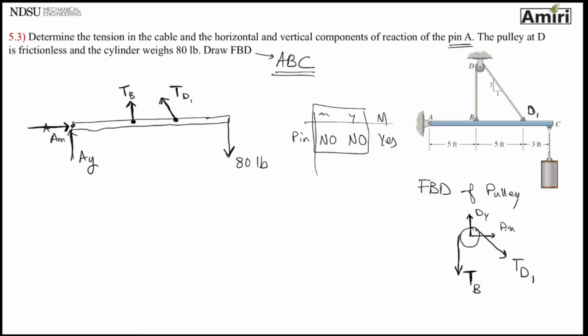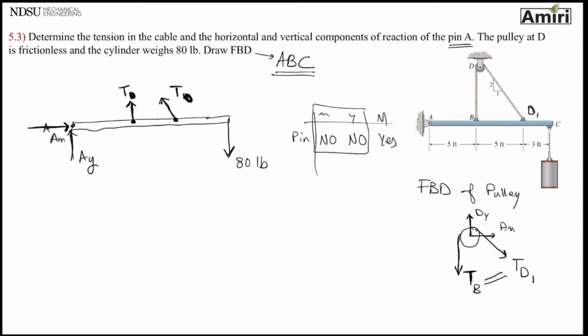If you want to draw the diagram of the pulley, but look at this, it's the same rope. So that means TD and TB are the same. So why don't we just get rid of this B and D and just call them tension. So now it looks better. Now I have 3 unknowns. I have T, AX, and AY.